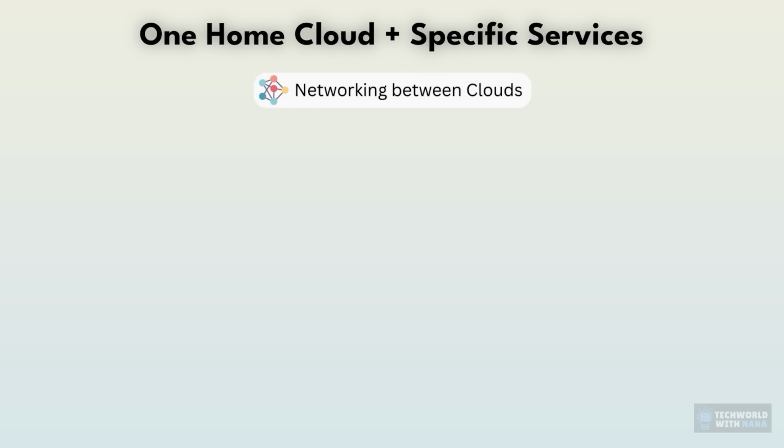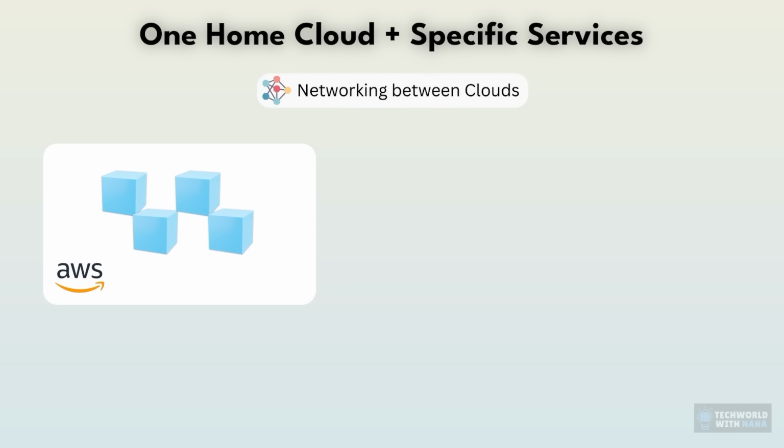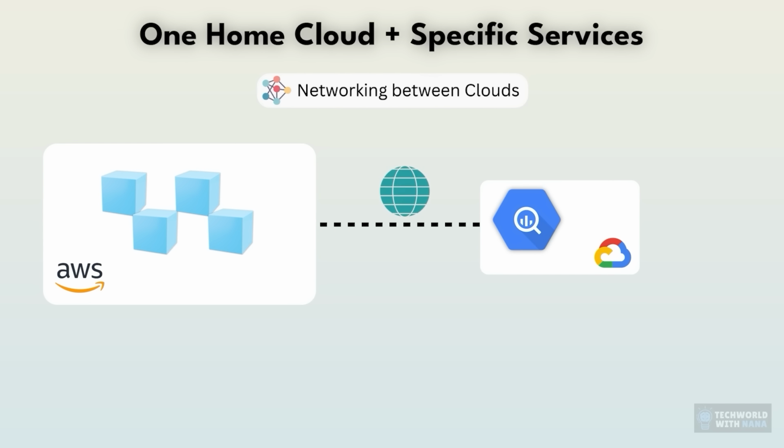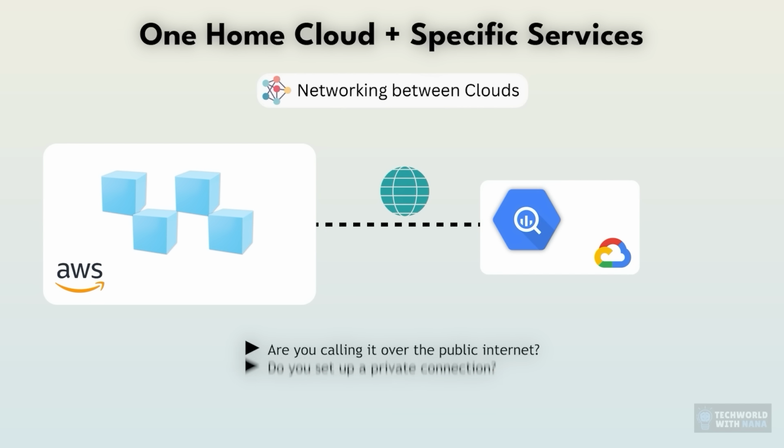Second is networking between clouds. Like when your application running on AWS calls Google Cloud's BigQuery service, that request goes over the network. So are you calling it over the public internet, which is slow and expensive? Or do you set up a private connection between your AWS and Google Cloud with all the network configuration?